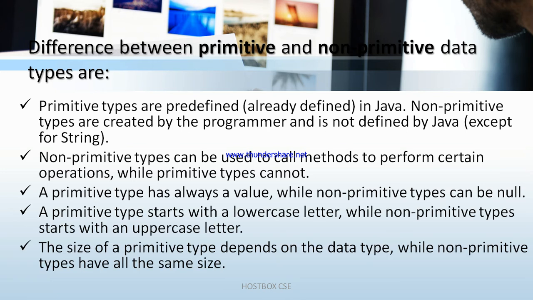Then a primitive data type starts with a lowercase letter, while non-primitive starts with an uppercase letter. And the size of the primitive data depends on the data type, while non-primitive data types all have the same size. This is also very important.